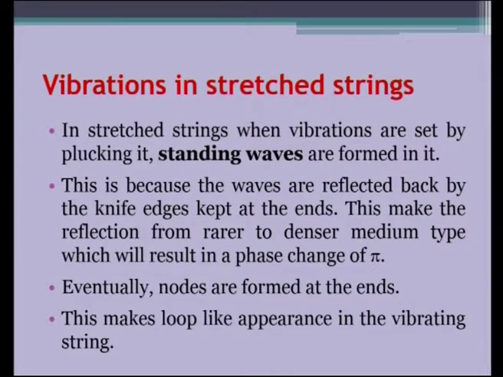In stretched strings, when vibrations are set by plucking it, standing waves are formed in it. This is because the waves are reflected back by knife edges kept at the ends. This makes the reflection from rarer to denser medium type, which will result in a phase change of pi. Eventually, nodes are formed at the ends. This makes a loop-like appearance in the vibrating string. These loops are formed by the nodes and antinodes, which are alternately formed on the stretched string.